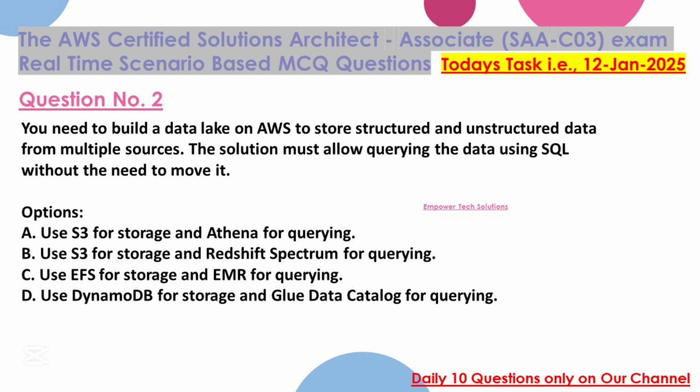You need to build a data lake on AWS to store structured and unstructured data from multiple sources. The solution must allow querying the data using SQL without the need to move it. Options: A. Use S3 for storage and Athena for querying.